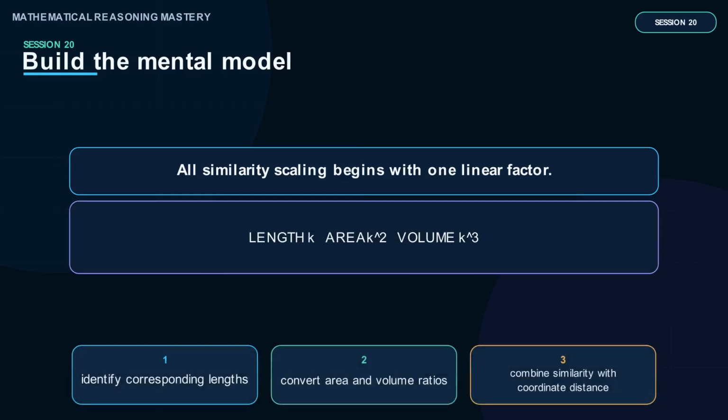The first goal is to identify corresponding lengths, connected to the second goal, convert area and volume ratios. Correct calculation begins with correct interpretation. When the surface details change, search for the same relationship underneath. Transfer means choosing the structure from evidence rather than waiting for a familiar-looking example.